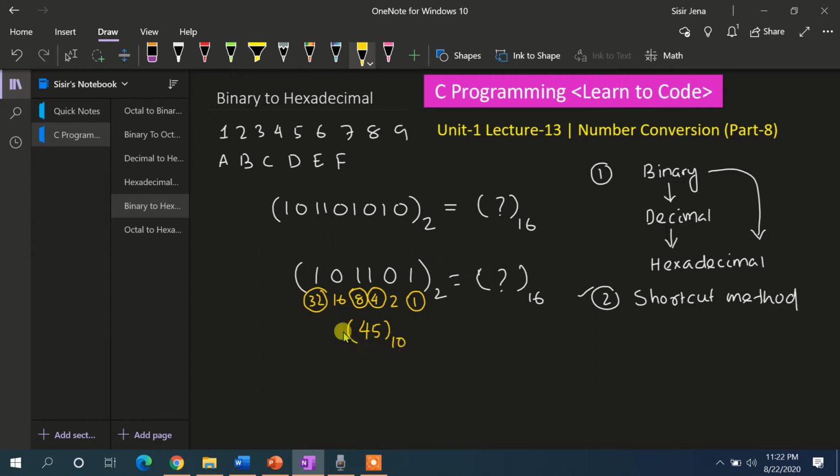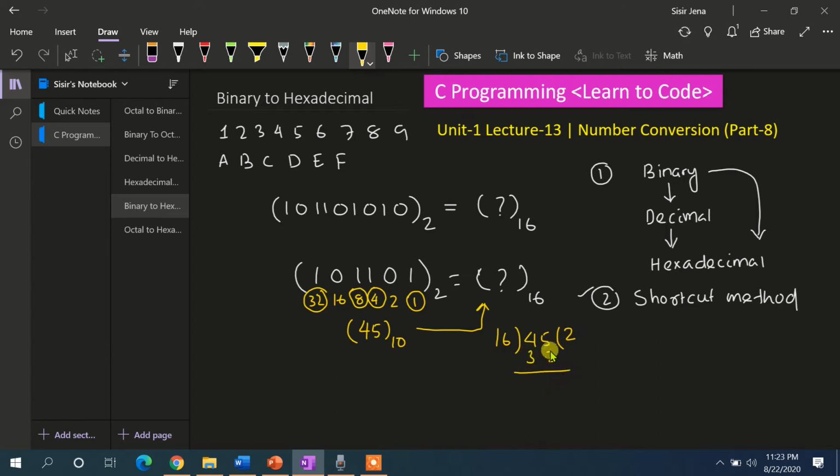Now from this decimal number, you need to convert it to the corresponding hexadecimal. So how to do that? You will divide it by 16. So you will write 16, but 16 3s are 48, so it will not work. So you will use 16 2s are 32.